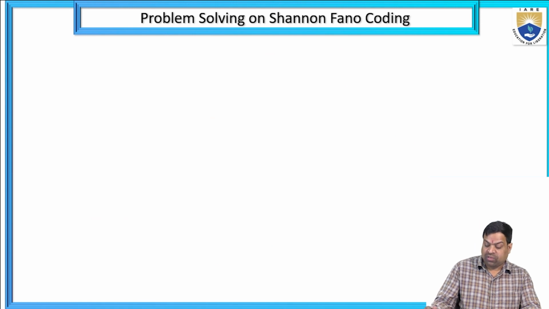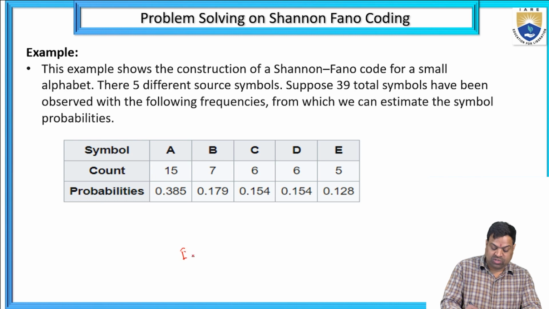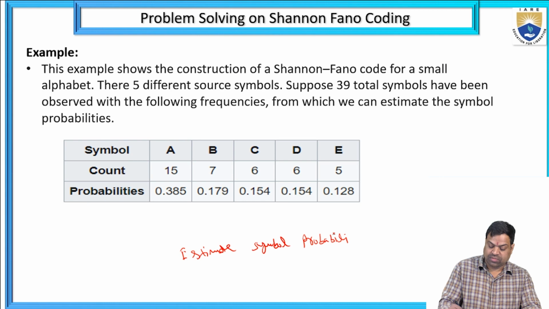So now I am going for example 2. This example shows the construction of a Shannon Fano code for a small alphabet. These are 5 different source symbols. Suppose 39 total symbols have been observed with the following frequencies, from which we can estimate the symbol probabilities. What is our aim? Estimate the symbol probabilities.